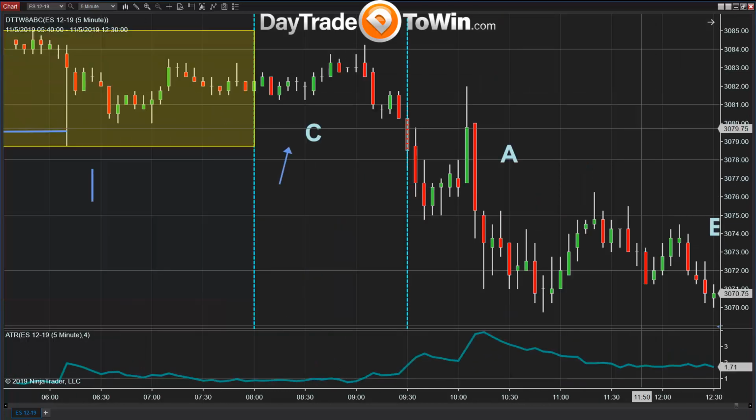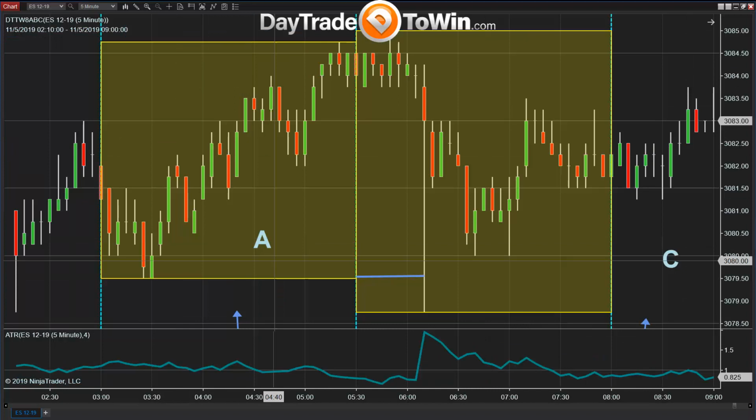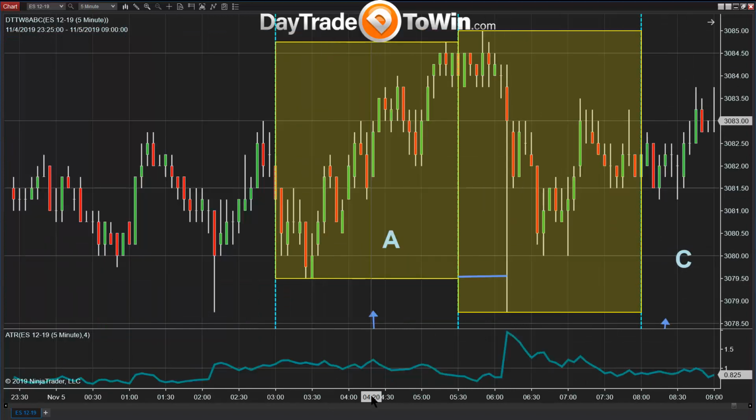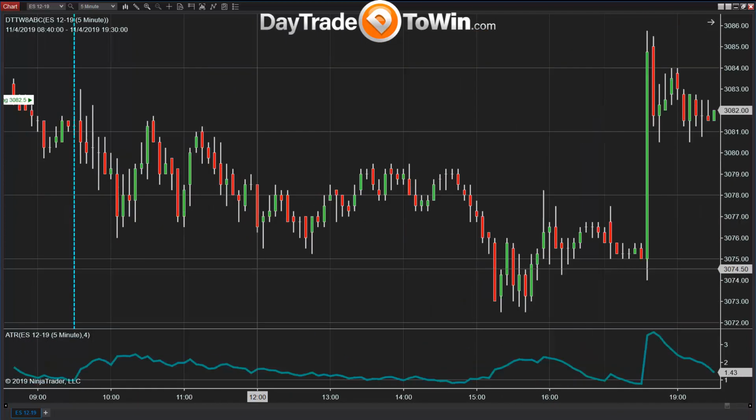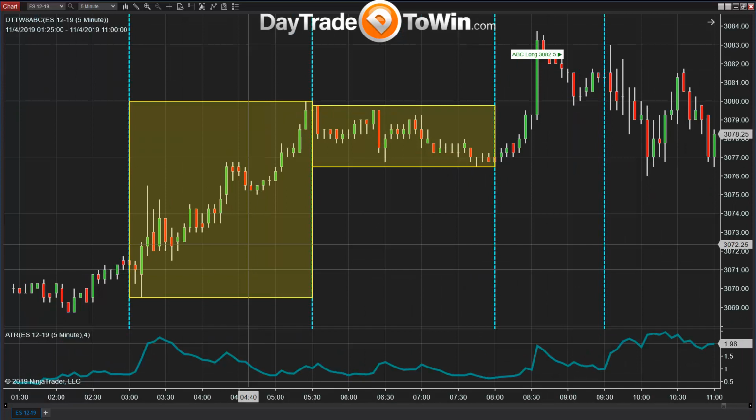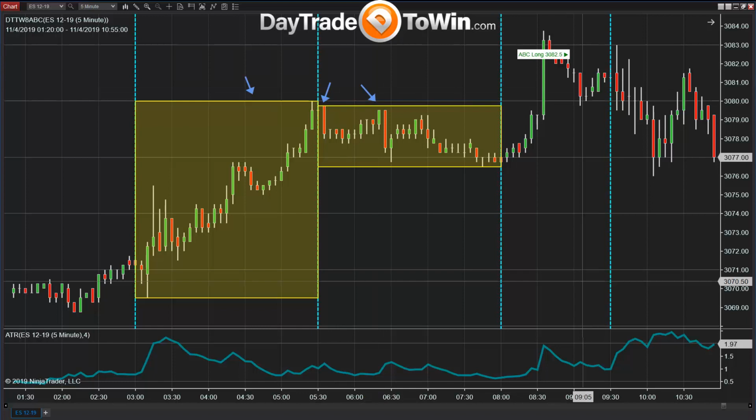So you can do this manually. The ABC software is included with the At the Open course, At the Open software. It's a bonus. Let's take a look at what happened the previous night. Same thing. Here is the high of A. Here is the test. Test again, but it couldn't break out.